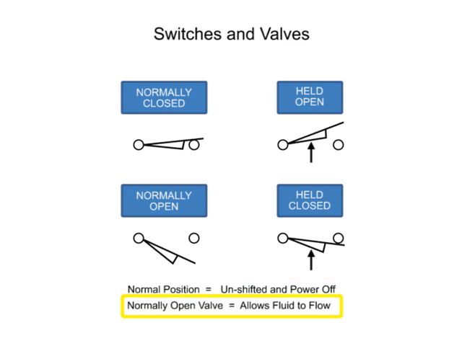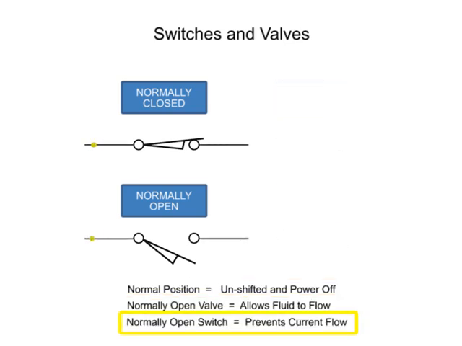While a normally open valve allows fluid to flow, a normally open switch prevents current from flowing. Electrical current can flow across the switch as long as both sides are touching contactors.